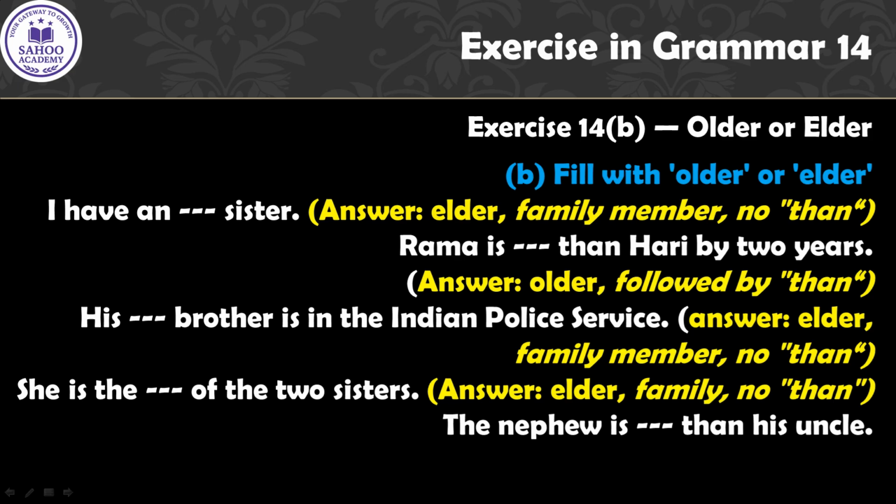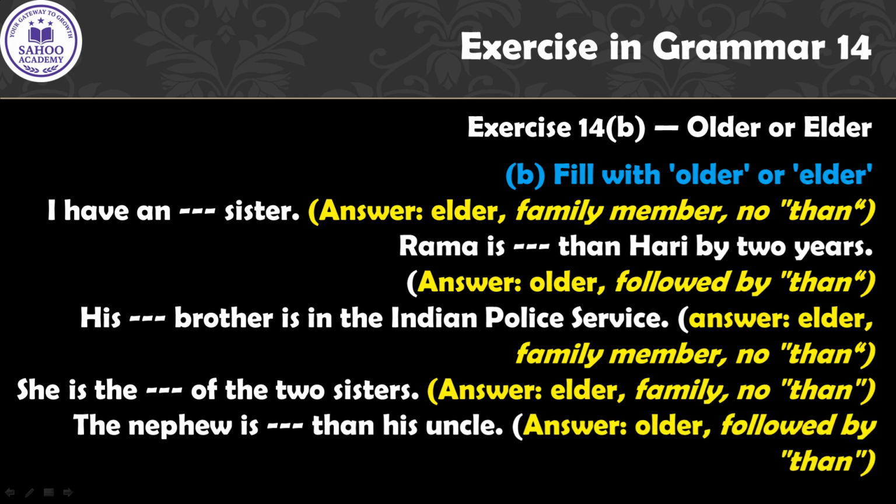The nephew is dash than the uncle. What will be used here? Here we are comparing two people and the word than is present. So what will be the answer? It will be older. So the answer is: the nephew is older than his uncle. Clear? So let's have a quick summary. Elder will be used for family members, elder brother or sister, and when we use older, we show comparison, followed by than. Clear? Now write your answers in your notebook and let's move to the next section.